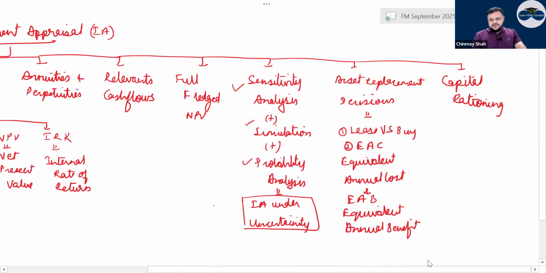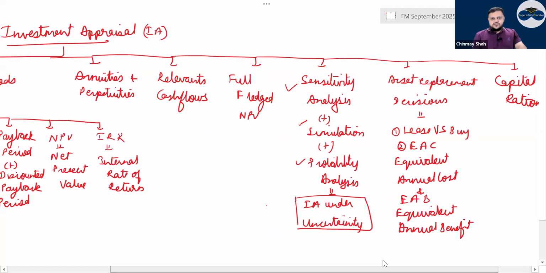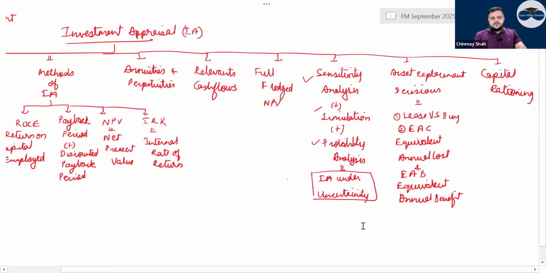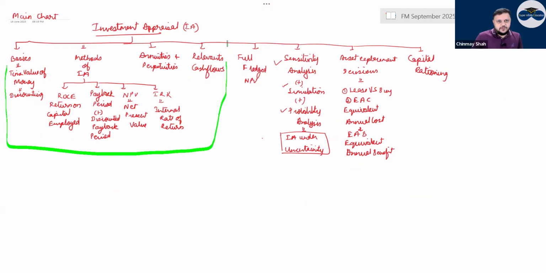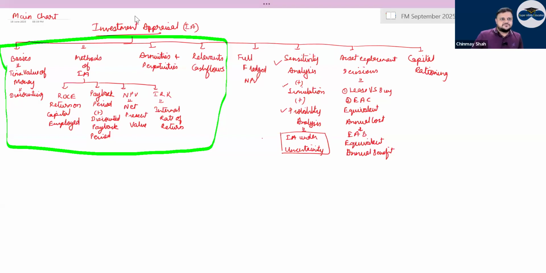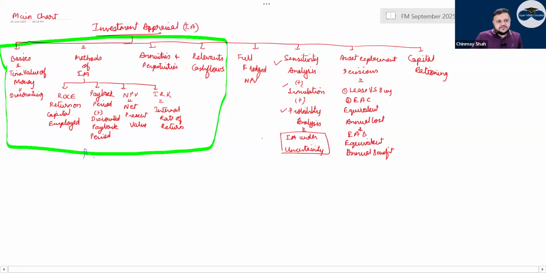If you ask me, sir, what is most important here? See, these are the basic parts. From year to year, all these are basic parts. Because if you don't understand this, you cannot understand full-fledged NPV, sensitivity, asset replacement. This is the favorite examiner section C question.